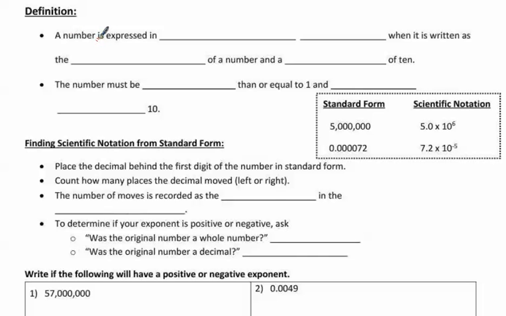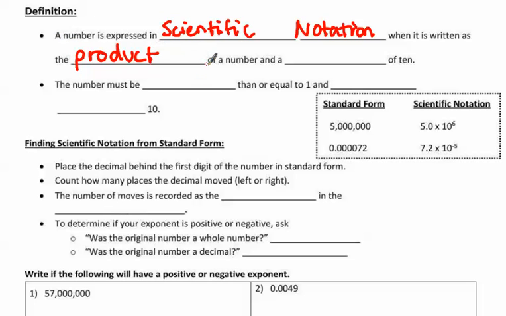Scientific notation. Definitions of scientific notation. A number is expressed in scientific notation when it is written as the product of a number and a power of 10. The number must be greater than or equal to 1 and less than 10.